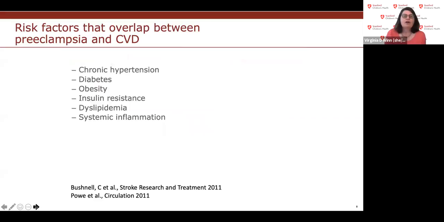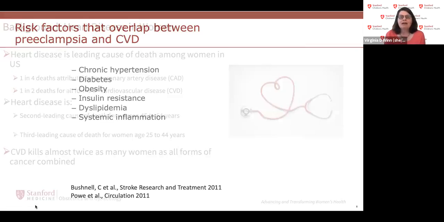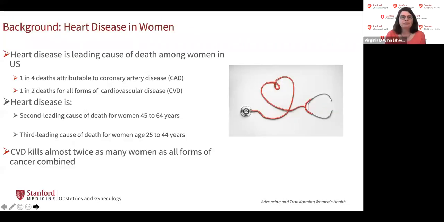There are numerous risk factors that overlap between preeclampsia and cardiovascular disease. These include chronic hypertension, diabetes, obesity, insulin resistance, dyslipidemia, and systemic inflammation. It's important to be thinking about these risk factors for cardiovascular disease because heart disease is one of the leading causes of death in women.